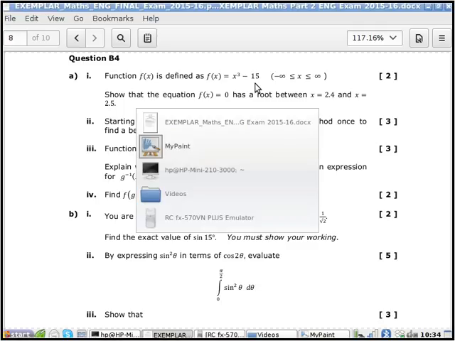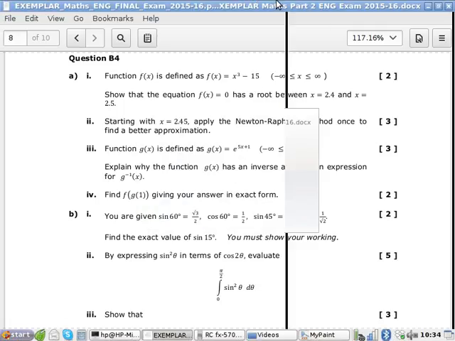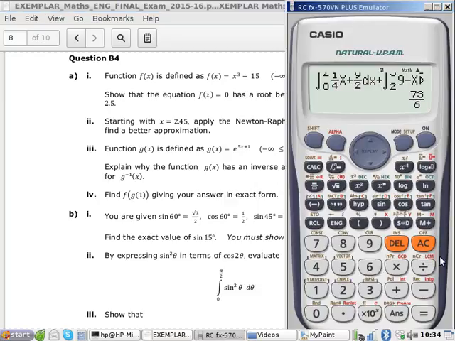Sounds believable. Let's calculate it here. So we have 2.45, yeah? So it's x0 minus, and then on the top it's f(x), so that would be 2.45 cubed minus 15, over 3 times 2.45 squared.